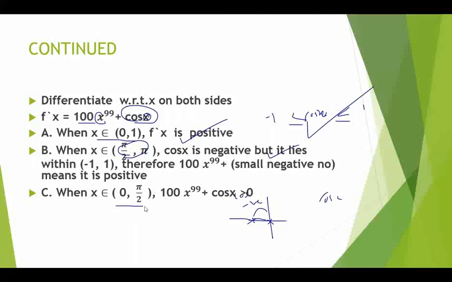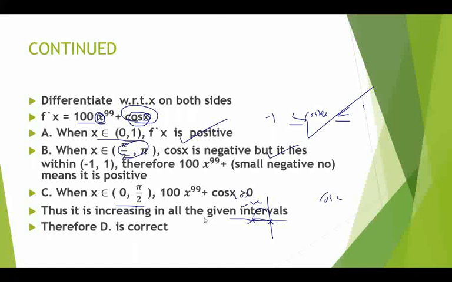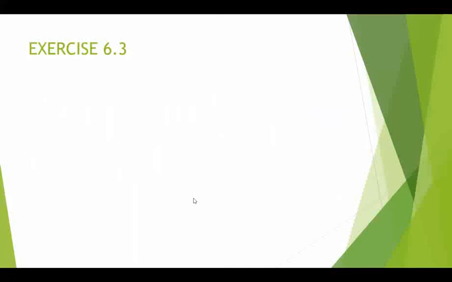Similarly, for 0 to pi by 2 also, if I put any value between 0 and pi by 2 for x, it is a positive quantity. So for option C also, our given function is increasing, that is f dash x is greater than 0. Therefore, none of these is the correct option. I hope you have understood.